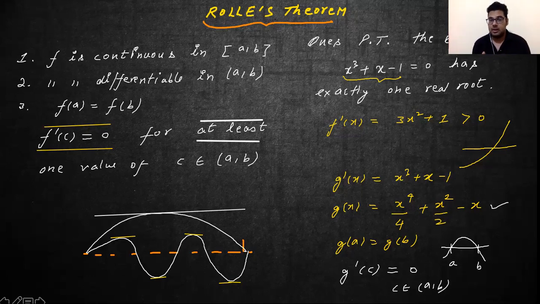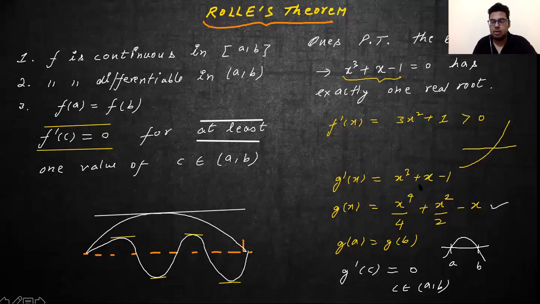For at least one value, right? Now the important point is that Rolle's theorem does not talk about the exact roots. So it is saying that fine, there will be at least one root for g dash c, which is this. This is g dash x, right? So there will be at least one root. It is saying about at least one root. But we cannot conclude with Rolle's theorem that this will have exactly one root.